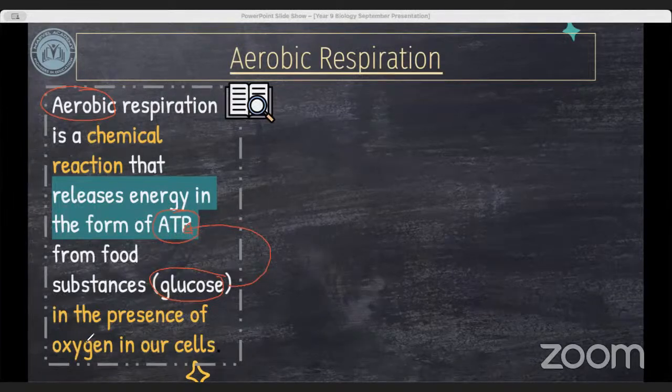So this process can be done only in the presence of oxygen. So I'll repeat again. In aerobic respiration, we need glucose. So what are we going to do? We are going to break the bonds of this glucose, and that energy will be trapped in the ATP molecule, so energy in the form of ATP. Clear? Right.